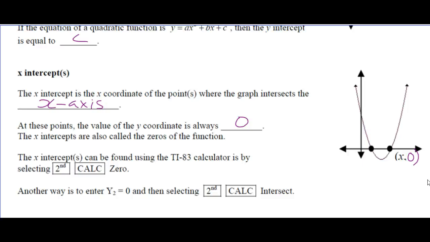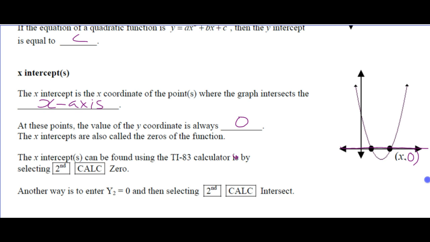The x-intercept can be found using the TI-83 calculator by selecting second calc and then using 0. There's also another way, which I like better. The other way is to graph y2 equal to 0. So you're actually going to graph this line. And now you have two lines and you find the intersect.